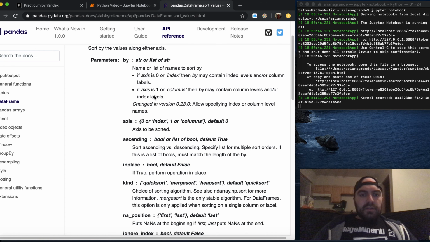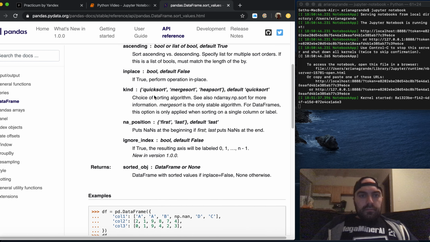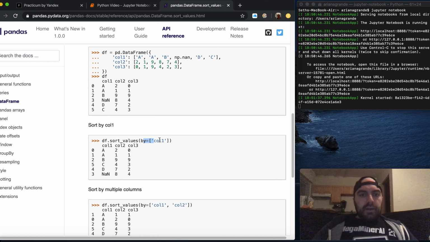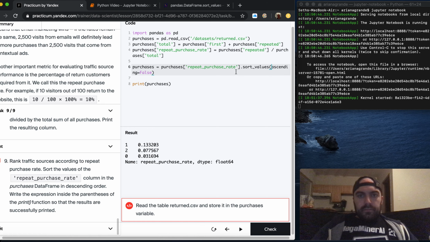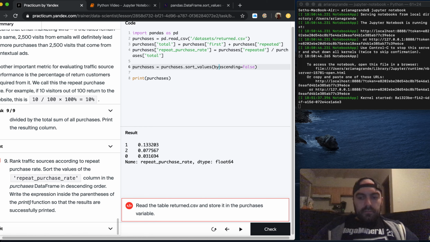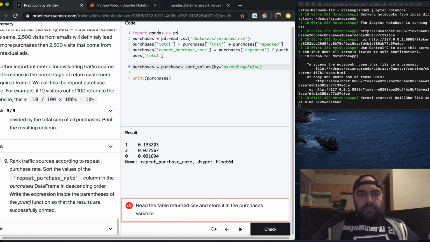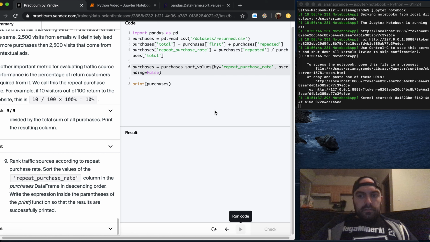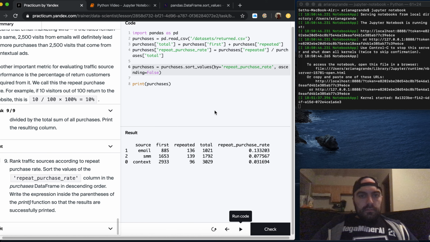Oh, you do columns is equal. Oh, you can do even by equals. Okay, that's cool. So do by equals repeat purchase rate, end quote. Yep, that looks right, so we'll check that.